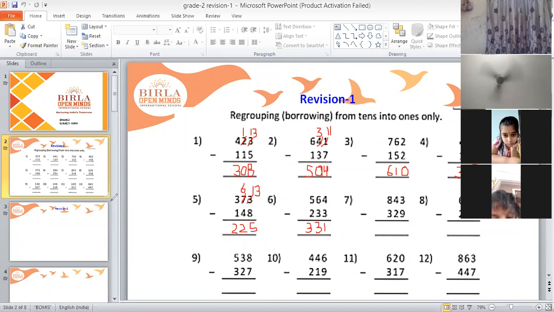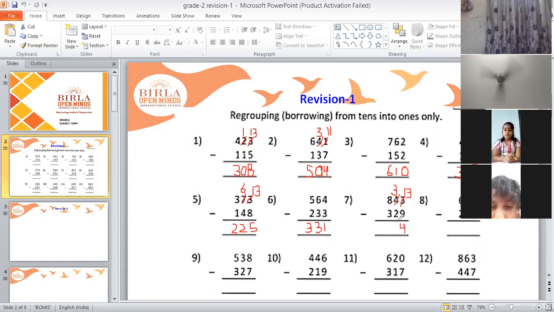We will borrow from 4. Okay, so now tell me what this 4 will become? 3, ma'am. Yes, we will cut this 4 and this 4 will become 3. And what will this 3 become in ones place? 13, ma'am. Very good. So now tell me, 13 minus 9, how much? 4. Very good. 13 minus 9 is 4.